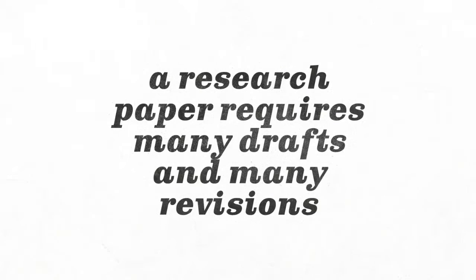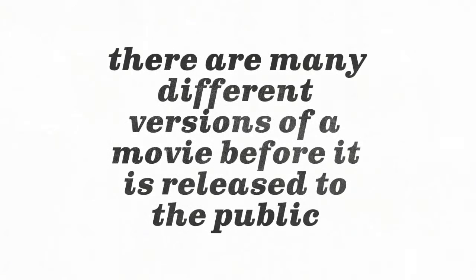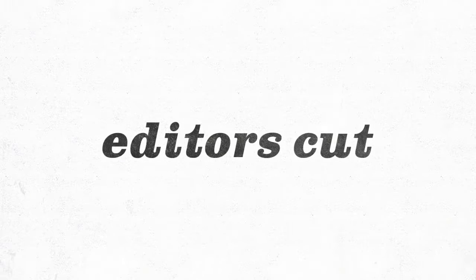A research paper requires many drafts and many different revisions, and just the same, a movie requires a lot of editing. There are many different versions of a movie before it is released to the public. The first version that a film goes through after its first revision is called the editor's cut, and this is just a general idea of what the director had in mind for the movie.